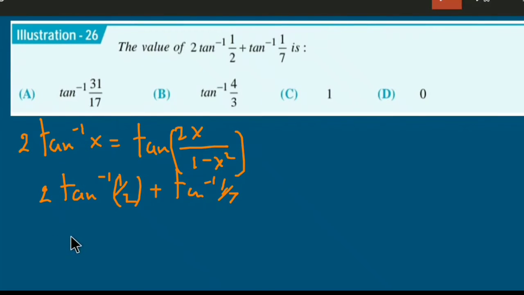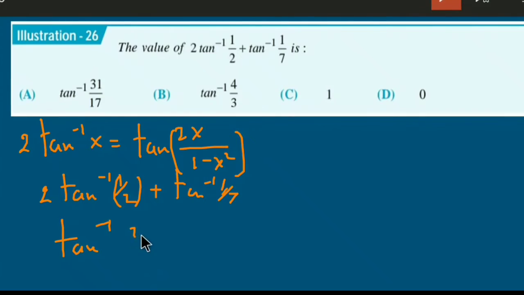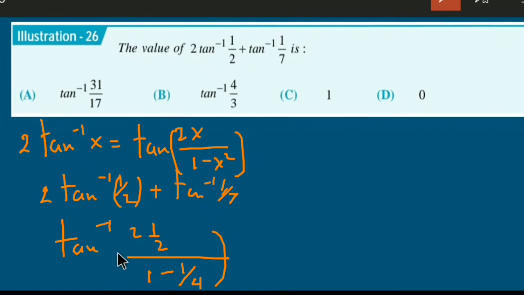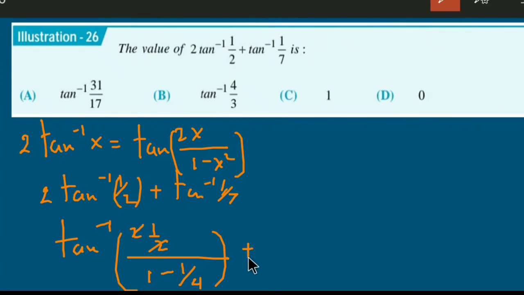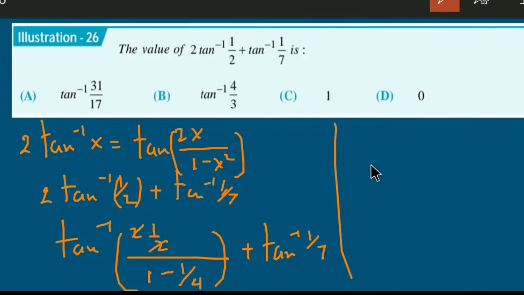So let's see over here, tan inverse, we can write by using the above formula, that is 2 into 1 by 2 upon 1 minus (1 by 2) square, that is 4 by 3, right? And plus tan inverse 1 by 7. And in this way you can solve it.